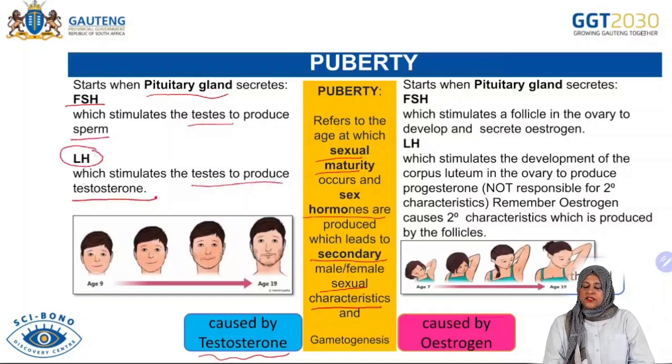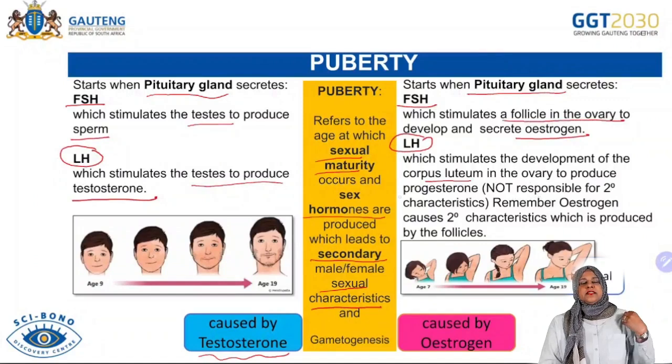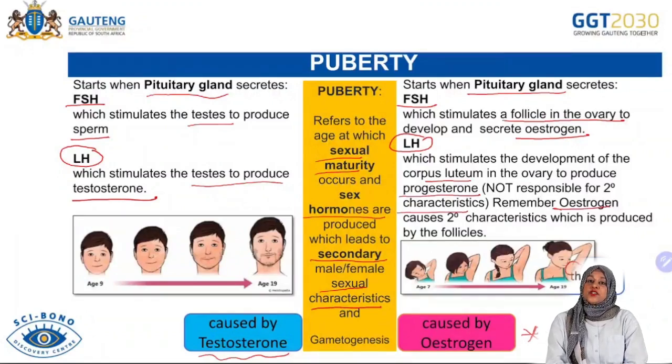And if we look at the female, the pituitary gland also secretes the follicle stimulating hormone, which stimulates follicles in the ovary to secrete estrogen. And then the luteinizing hormone stimulates the development of the corpus luteum in the ovary to produce progesterone. Now remember, that's not responsible for secondary sexual characteristics. It's estrogen that causes the secondary sexual characteristics. And what happens at puberty, then, underarm hair develops, breasts develop, and widening of the hips, and it separates girls from women.